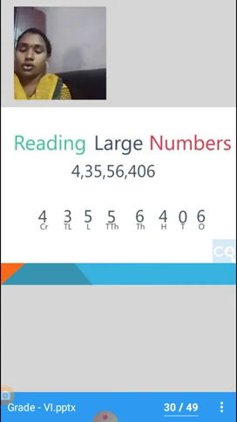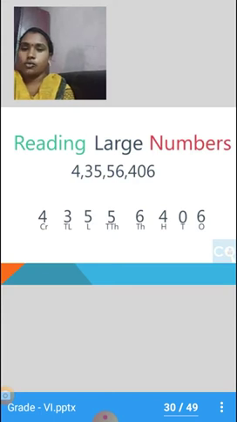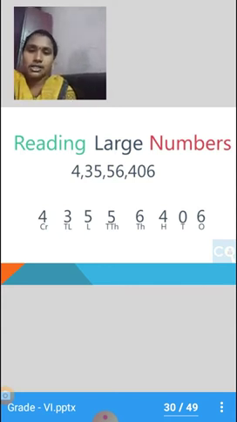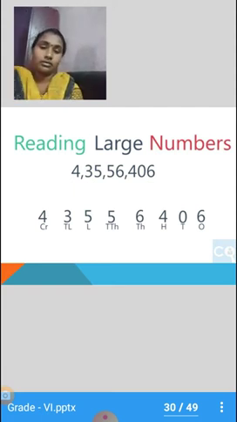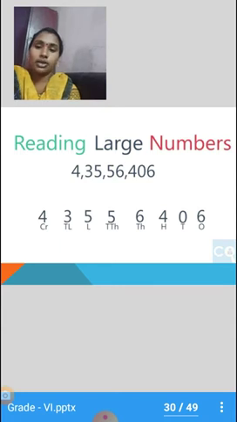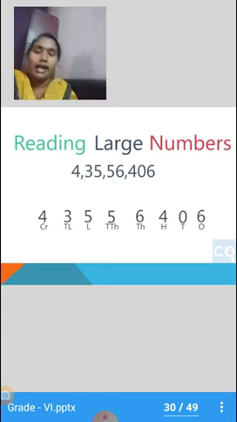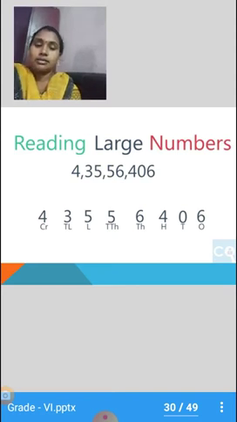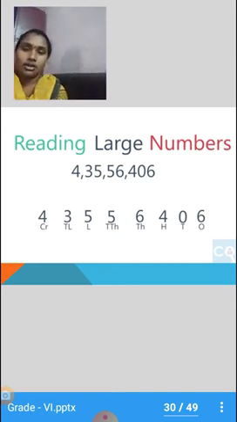How do you read this number, children? 4 crores 35 lakhs 56,406. Let me read it again. 4 crore 35 lakhs 56,406. Did you understand how to read larger numbers, children? Any number, before reading it, you have to place them in the place value, then you have to read it. Okay, children?